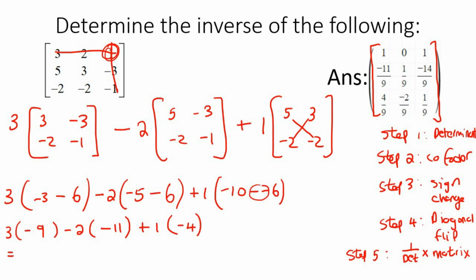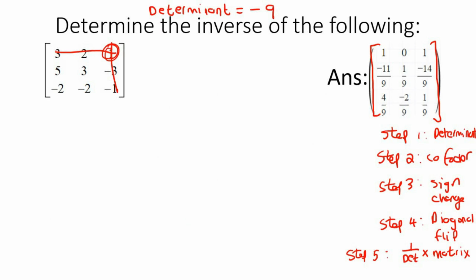Then you go ahead and you just calculate all of this. That's -27 plus 22 take away 4. So -27 plus 22 take away 4, and that's going to give us -9. Okay, so that's the determinant. So let's go put that over here. Determinant is going to be equal to -9. Okay, so now I'm going to go erase all of that just to make some space. Okay, so that's step 1 complete.